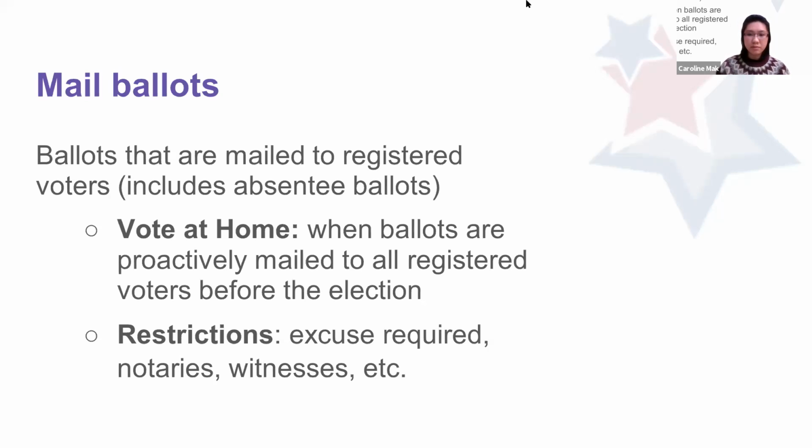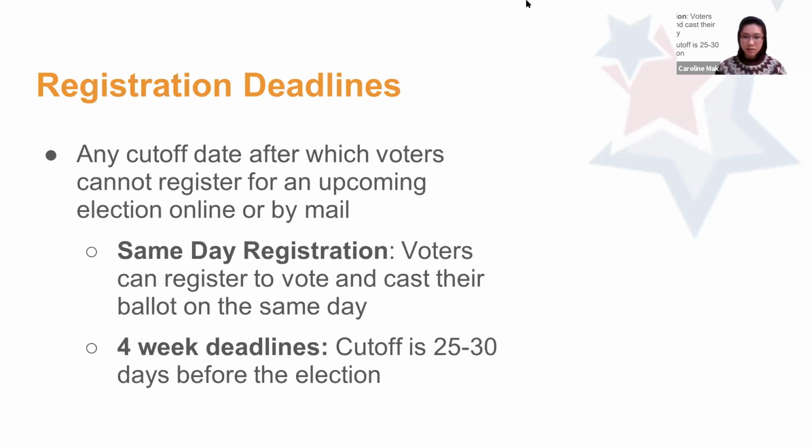We'll also use the term mail restricted, which includes states that limit who can vote with a mail ballot, often known as excuse states, or that require notary, witness, or ID. And even though these are mail ballots, voters can also choose to drop them off in person at drop boxes or offices, which actually most do. So our last term to define are registration deadlines. So registration deadlines are any cutoff date where voters cannot register for an upcoming election, either online or by mail.